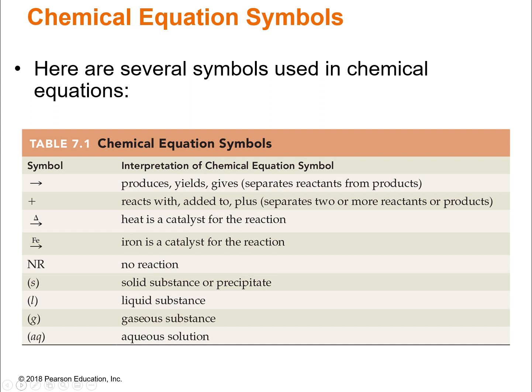there's a table of symbols that you're going to see in chemical equations. You need to recognize them. The reactants, which are the ingredients, are on the left-hand side. Then there's an arrow, which just means produces or yields. Then you have the products, always on the right-hand side. If you've got more than one reactant or more than one product, they're going to be separated by a plus sign.